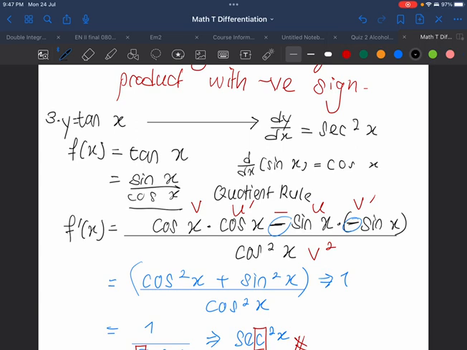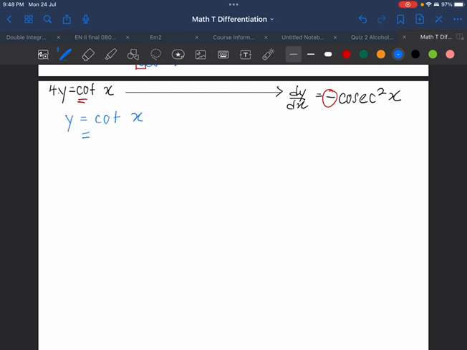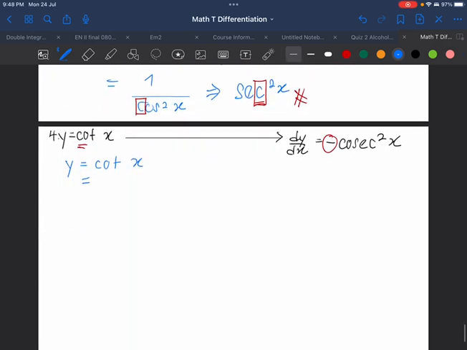Alright, so I will talk about number 4, cotangent x. y equals cotangent x. When we differentiate cotangent x, we get dy/dx equals negative cosecant square x. As I said, when we differentiate something with co, we get a negative sign in the end. So how are we going to differentiate it? y equals cot x is quite similar to differentiating tangent x. We let cot x equal cos x over sine x. I hope you all understand this, because cot x is 1 over tangent x, and 1 over tangent x is 1 over sine x over cos x. When we move the cos x out, it becomes cos x over sine x.